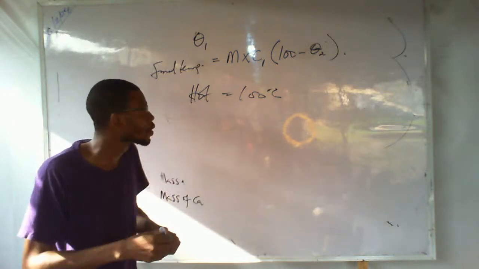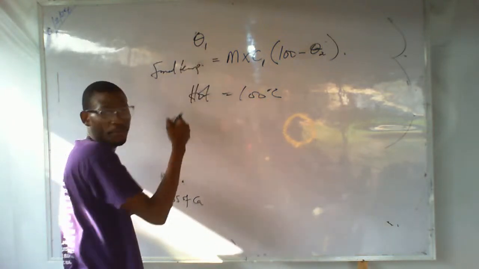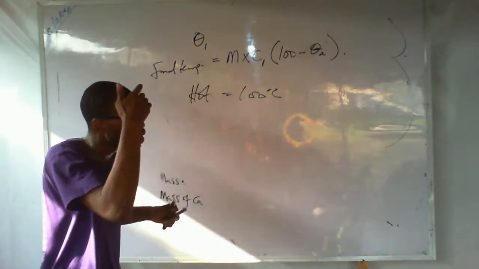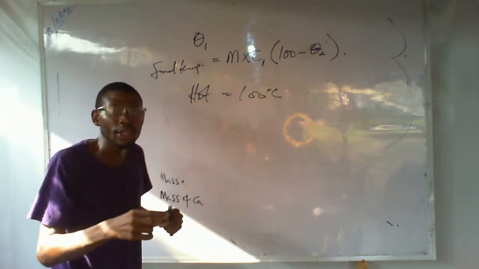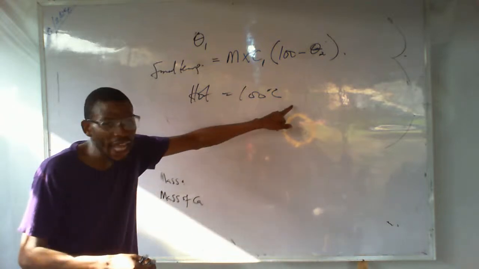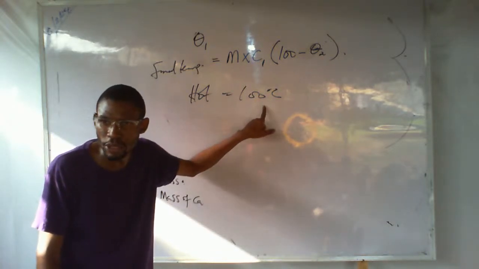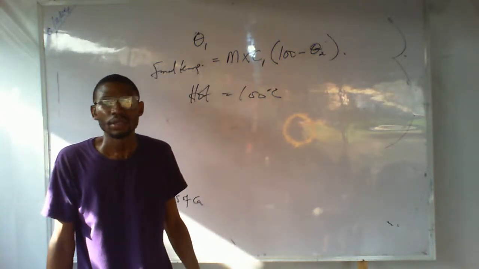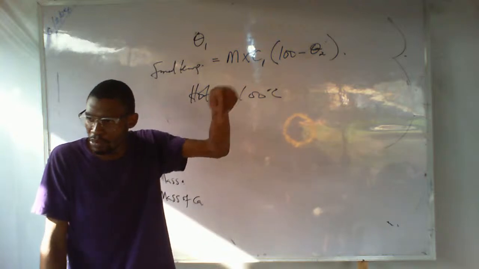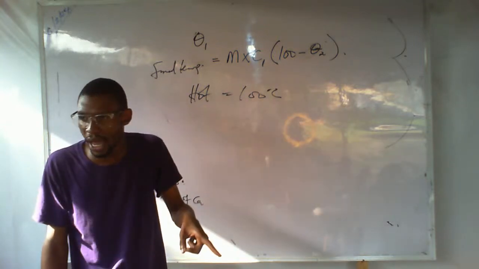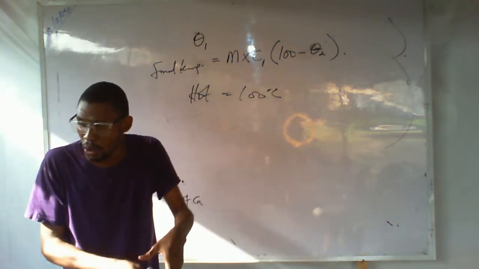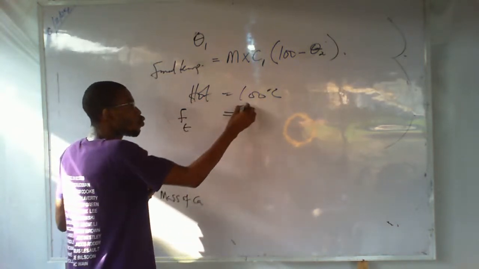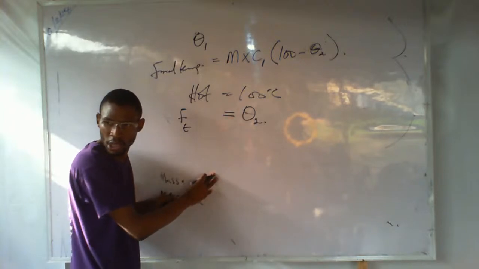Is that not so? Now, what does theta 1 represent? Theta 2 represent what? Now, class, final temperature and 100, which one should be higher? Final temperature of the mixture and 100, which one should be higher? 100. Is that not so? Now, if this one is the final temperature, which is representing theta 2, do you understand?